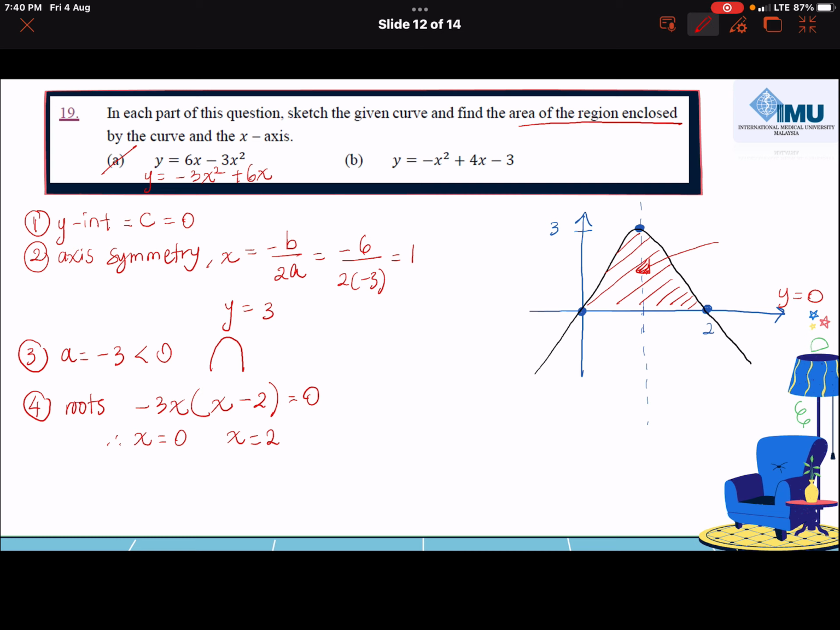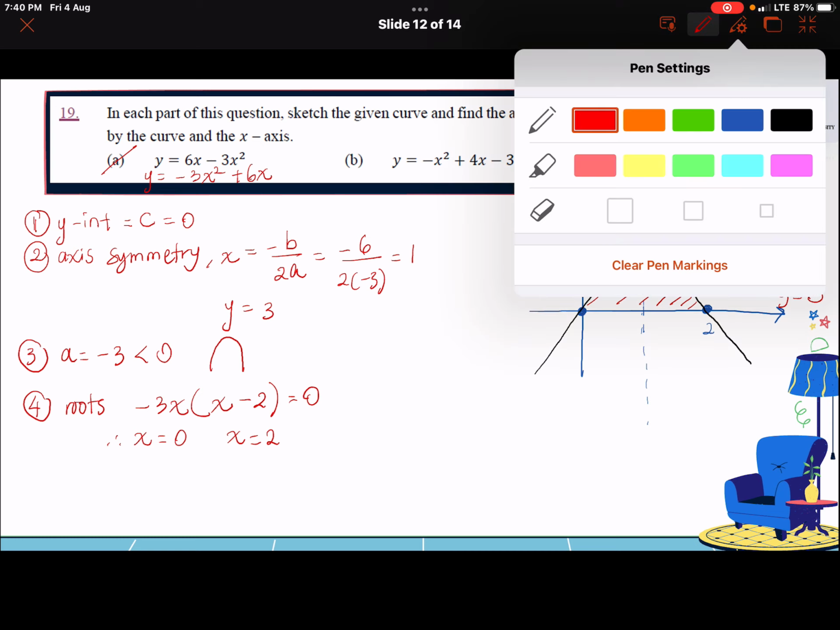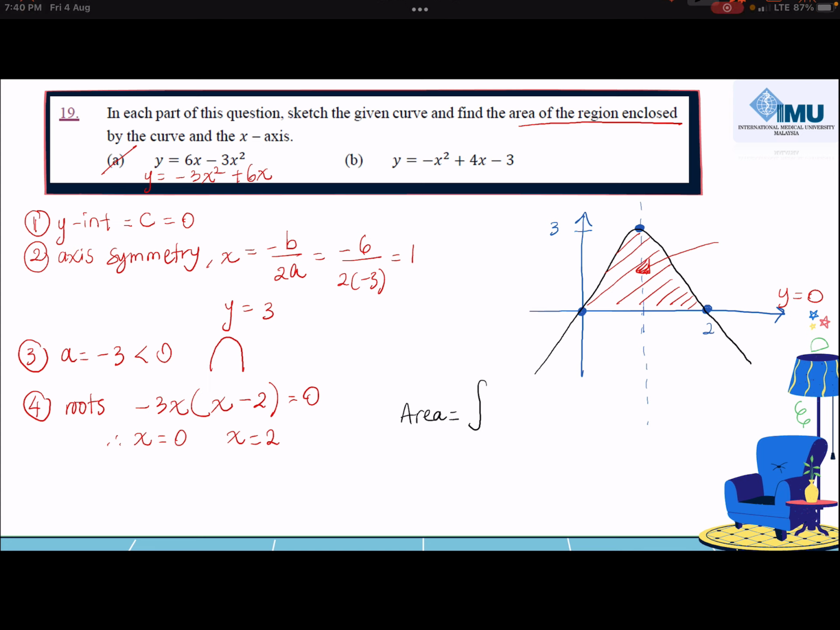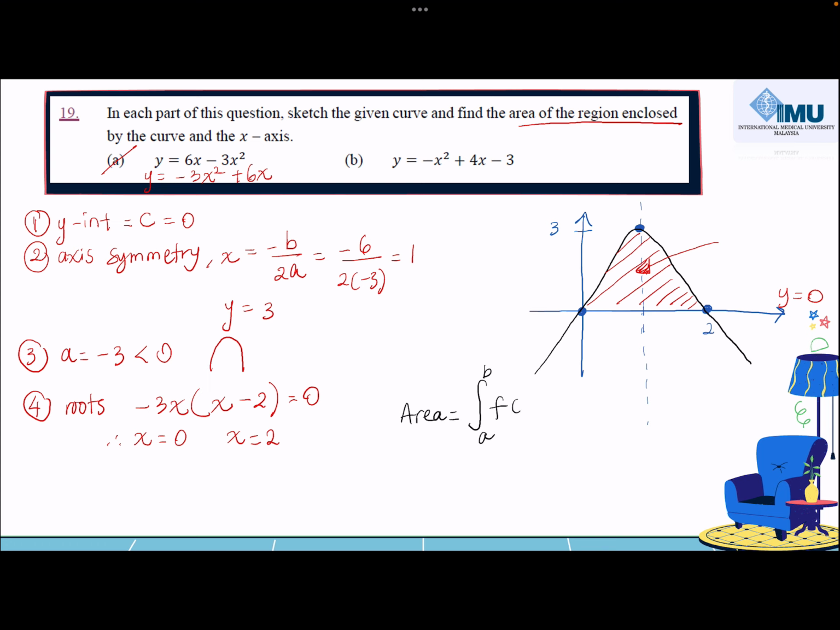Now, how to find the area? Very simple. Area is one of the applications under integration. To find the area under the curve is basically the integral from a to b of f(x) dx. Now look at here. f(x) is implying the curve that is enclosed. In this case, your f(x) is your quadratic 6x minus 3x squared. What is your a and b? Look at here. Your a and b are basically the roots, which are 0 as well as 2.